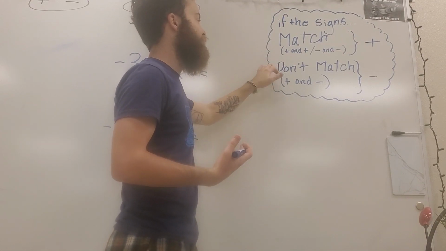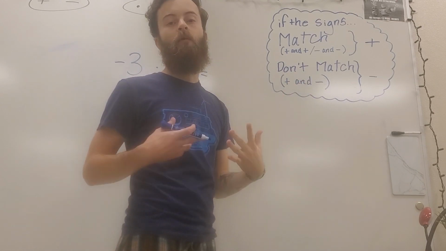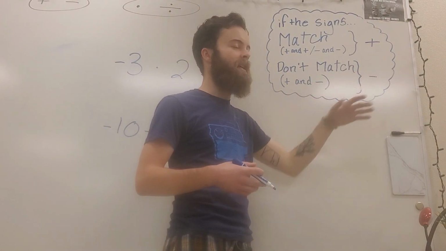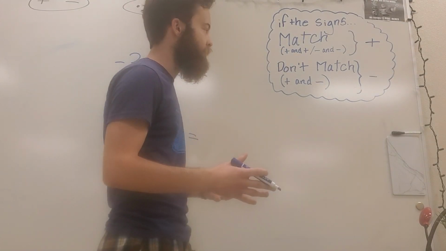Now the flip side goes, if they don't match, if we have one positive and one negative, and we either multiply them or divide them, the answer is always going to be negative. Blanket across, it always works.